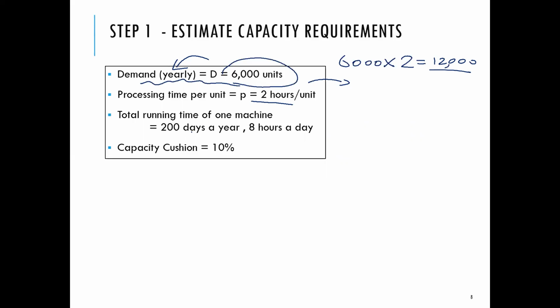Now, if we run the plant for 200 days a year, 8 hours a day, how many machines do we need? That was the question. Assuming we keep a cushion of 10%. Now, to solve this, I'm just going to move on to a whiteboard that I've just created.